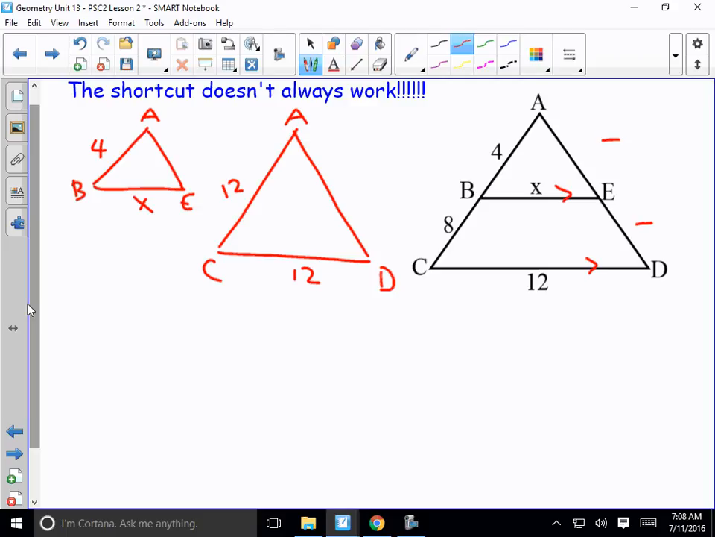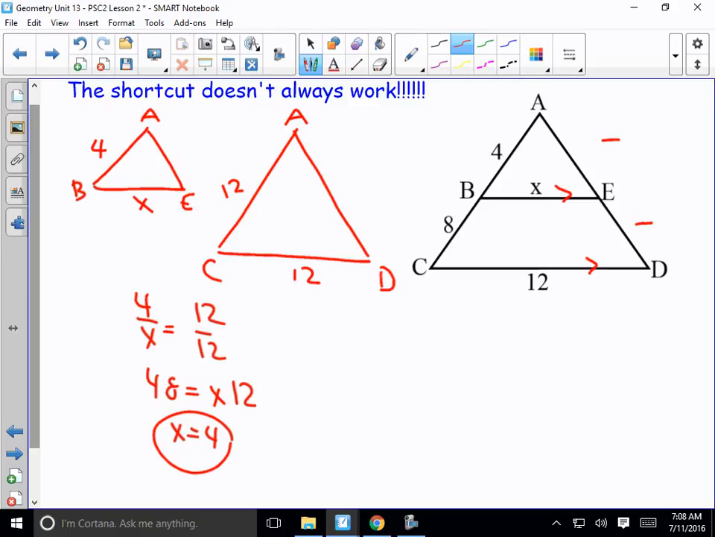Okay, so this is the proper way to do it. Okay, we set up our ratios, 4 over x, left side over bottom equals left side over bottom. I cross multiply to solve. 48 equals x times 12, or 12x. Divide both sides by 12, and we get x equals 4. Okay, that makes sense measurement-wise.